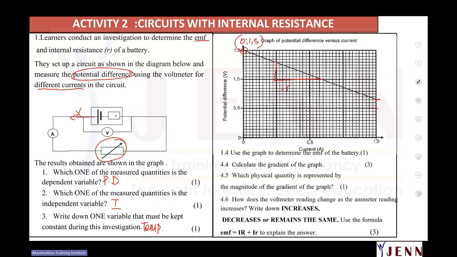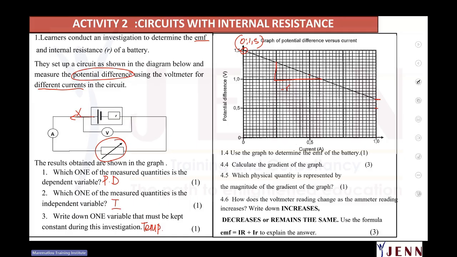So here is one of those questions. They say, how does the voltmeter reading change as the ammeter reading increases? Write down increase, decrease, or remains the same. Use this formula to explain your answer. How does the voltmeter reading change as the ammeter reading increases? How is the potential difference changing as the ammeter reading increases? And they're asking us to use this formula.